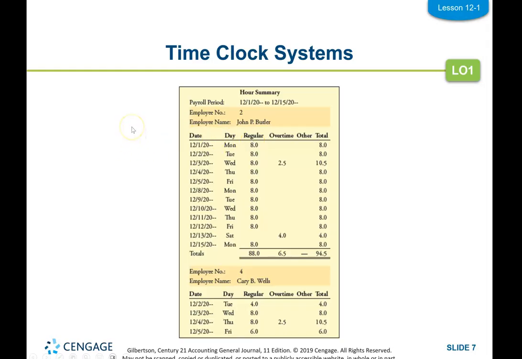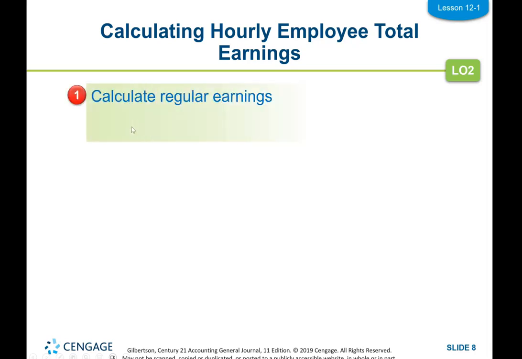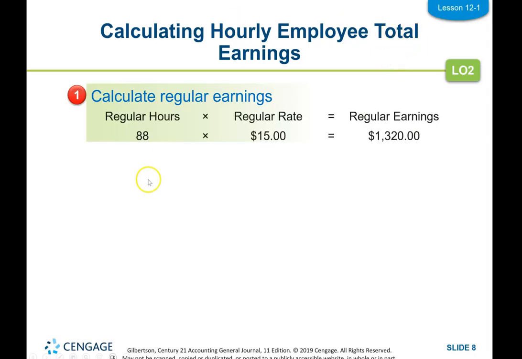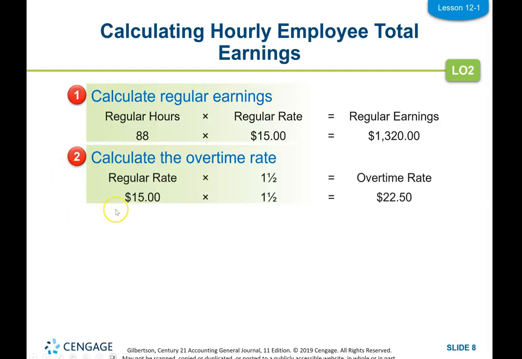Everybody's okay? All right. So to calculate the hourly employee total earnings, you take the hours that they've worked and multiply it by the hourly rate to get their regular earnings. And then you calculate the overtime. The overtime rate is typically 1.5 times your regular rate. Depending on your job in collective bargainings, there may be multiple overtime rates.